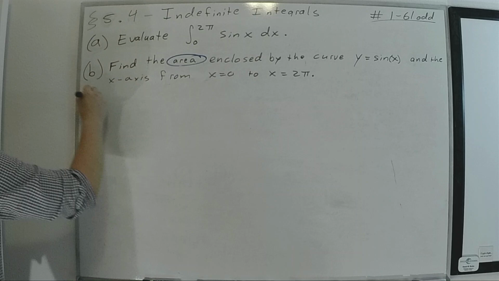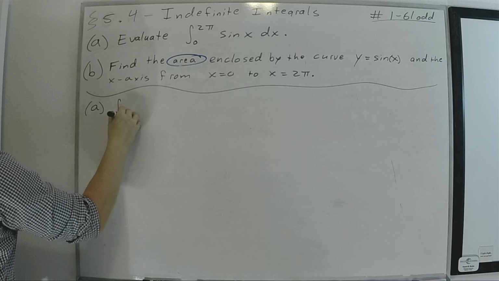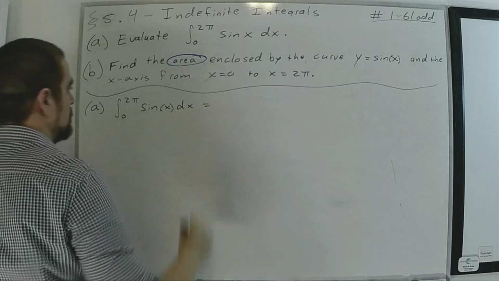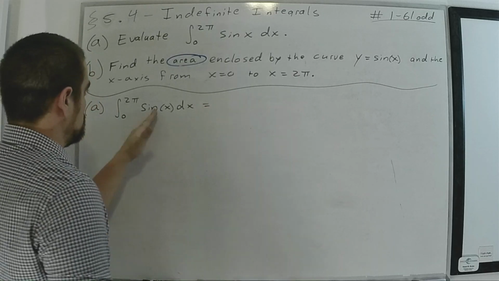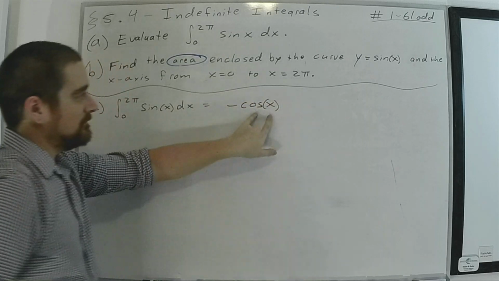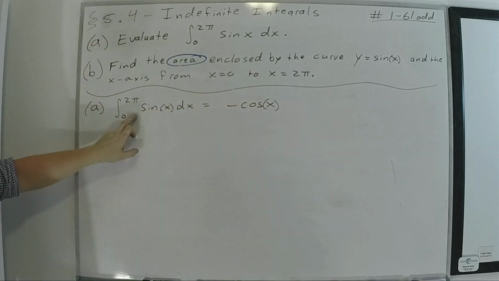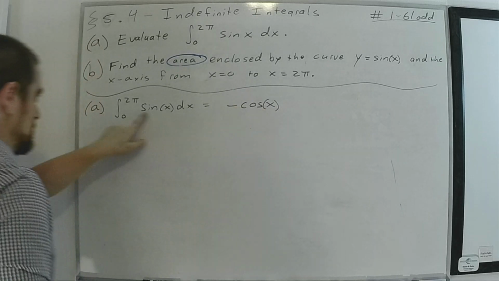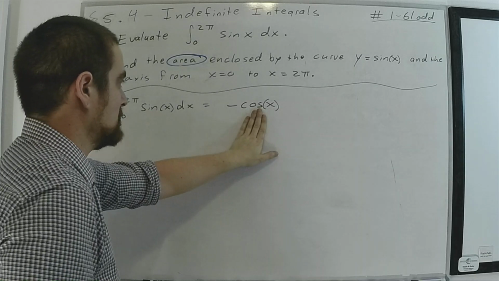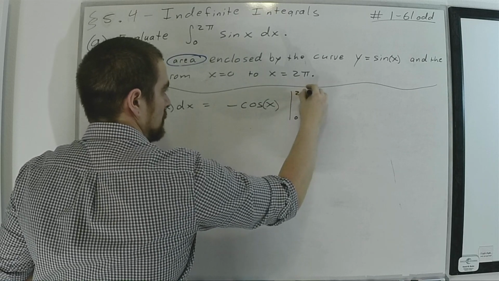So for part A, all we have to do is look at the integral from 0 to 2 pi sine of x dx. Is there a function out there whose derivative is sine of x? Yes, there is, and that is negative cosine x. Don't forget the negative, because if you differentiate cosine of x, you get negative sine, and that's not positive sine. But if I differentiate negative cosine, I would get positive sine. So I want to be sure that I'm getting the correct and proper antiderivative before I start plugging in my bounds. So I'm going to have to go from 0 to 2 pi.